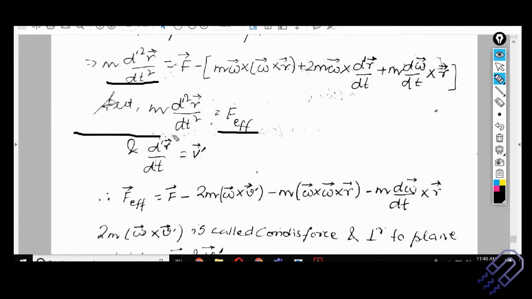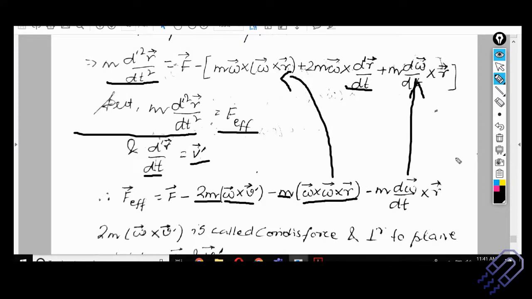Just to simplify things a bit better, what we can do is take d dash r by dt as v dash, so this term will be replaced. So we can simply write down minus 2m omega cross v dash, this term minus m omega cross r cross omega cross r, this term, and then finally this term. So what is this? This is the Coriolis force. So this 2m omega bar cross v bar dash is called the Coriolis force.